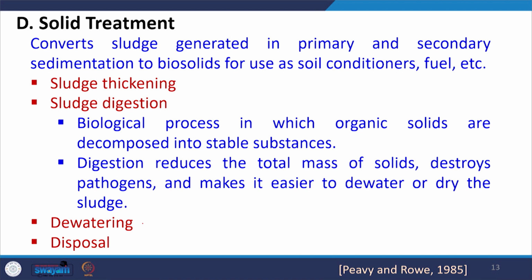So, the first step is to thicken the sludge. So, sludge thickening has to be done. Further, sludge digestion has to be performed, and this digestion can be performed via biological processes in which the organic solids are decomposed to stable substances. Digestion reduces the total mass of solids, destroys the pathogens and makes it easier to dewater and dry the sludge. The next step is dewatering and ultimately disposal or further application of the solids generated in the primary and secondary treatment units.